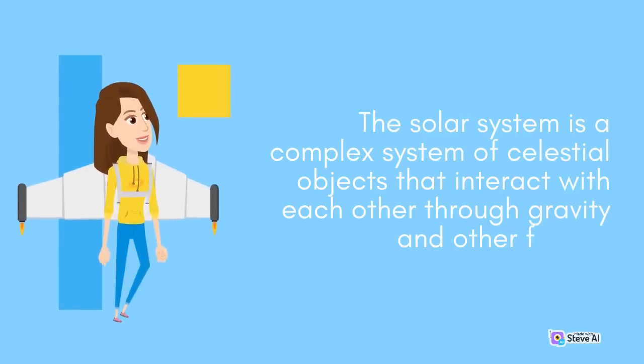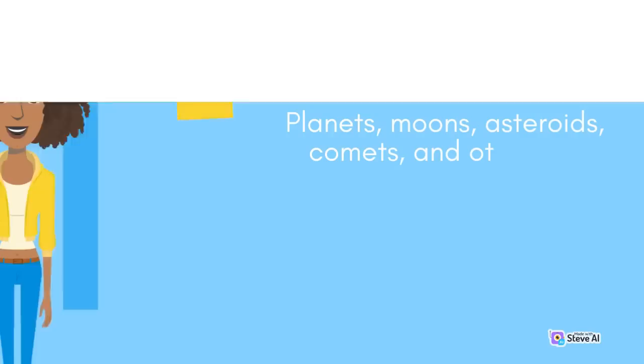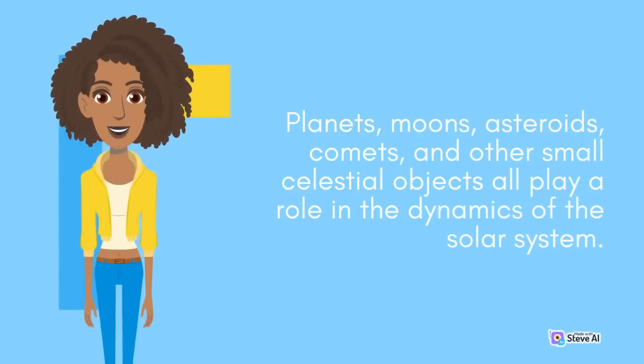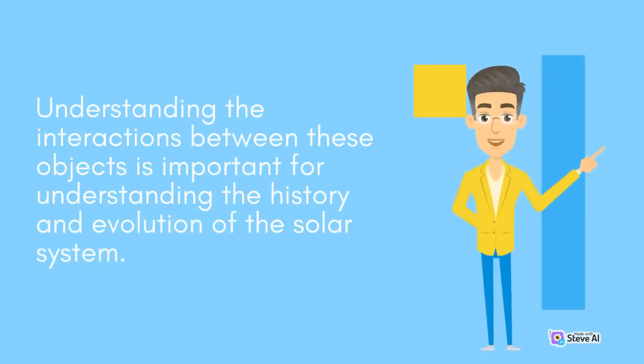The solar system is a complex system of celestial objects that interact with each other through gravity and other forces. Planets, moons, asteroids, comets, and other small celestial objects all play a role in the dynamics of the solar system. Understanding the interactions between these objects is important for understanding the history and evolution of the solar system.